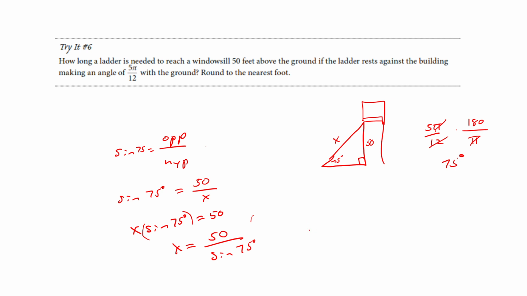And x is then going to be 51.76. Oh, sorry, that's not an angle. That is the length in feet. So we need a ladder that is 51.76 feet if we're going to be able to reach that windowsill. So it's a little puzzle. We're creating these right triangles, and as long as we have an angle and one of the sides, we can use the definitions of the trig functions to help us find whatever's missing.